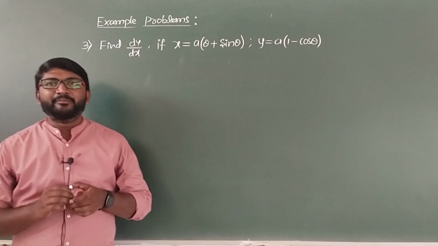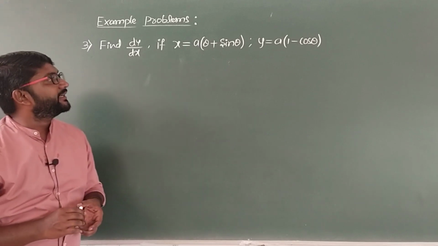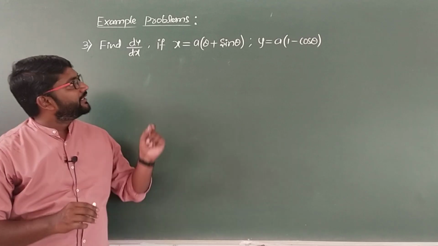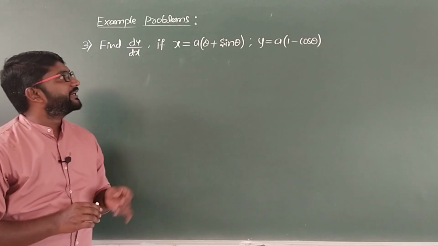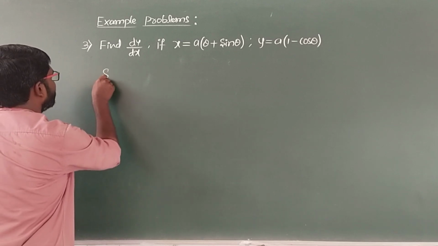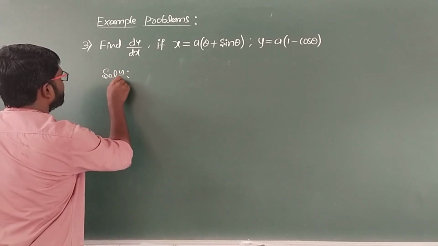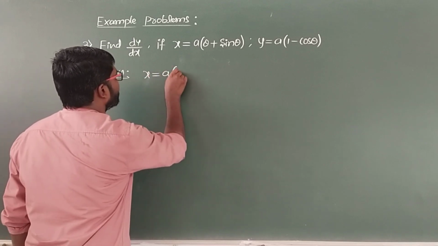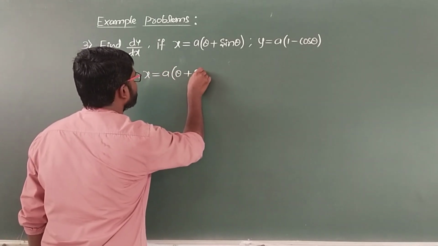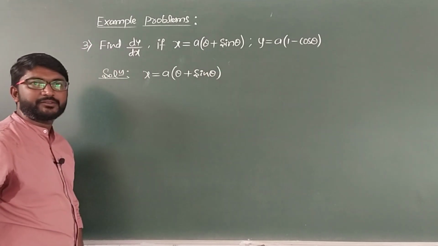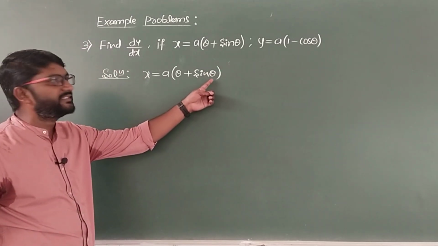Well, the third example problem: find dy by dx if x equals a into the bracket theta plus sin theta and y equals a into the bracket 1 minus cos theta. So once again we have to find dy by dx. So I'll take x here, x is equal to a into the bracket theta plus sin theta. Let us differentiate both sides with respect to theta now, because the parameter is theta.